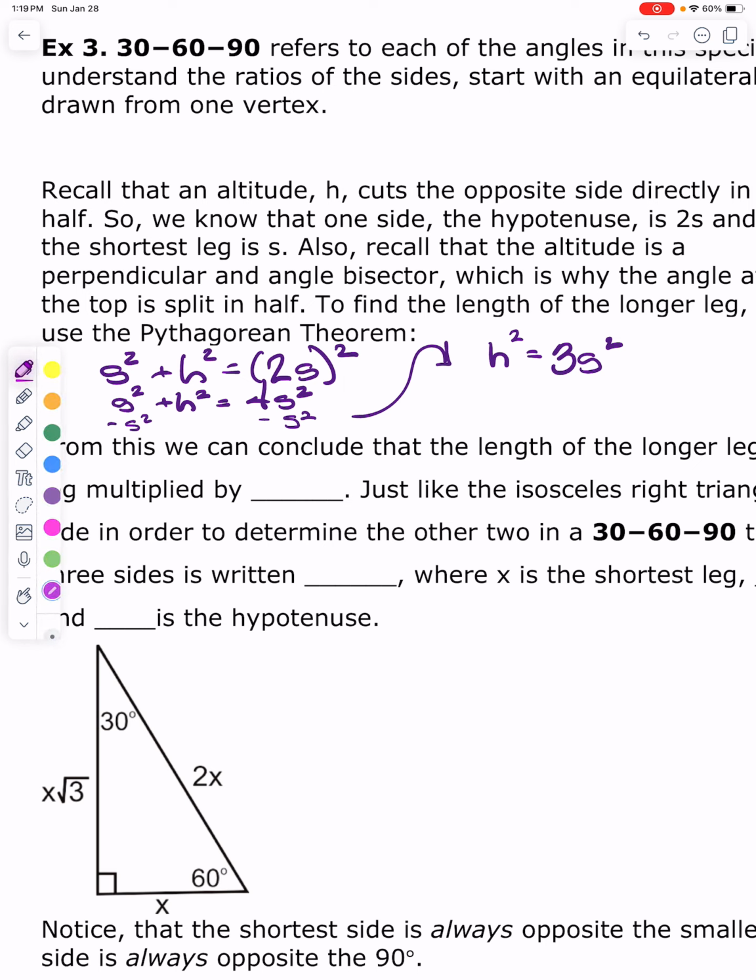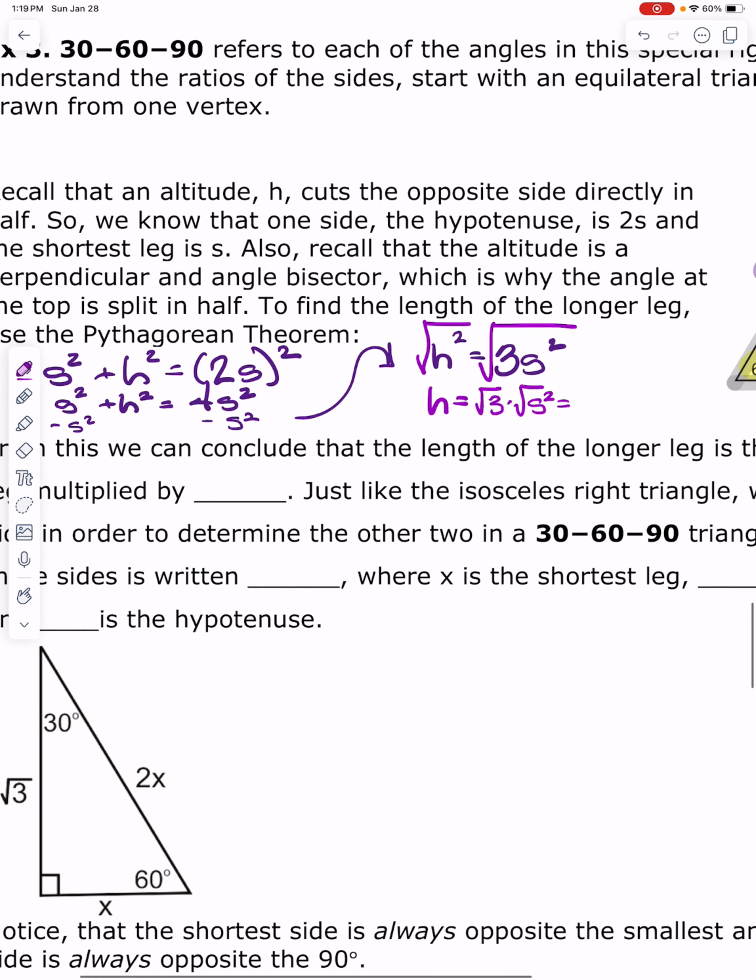Again, we are going to take the square root of both sides. I don't want to solve for H squared. I just want H. And I can split my 3 and S squared apart. So I get square root of 3 times S, the length of that shorter side.